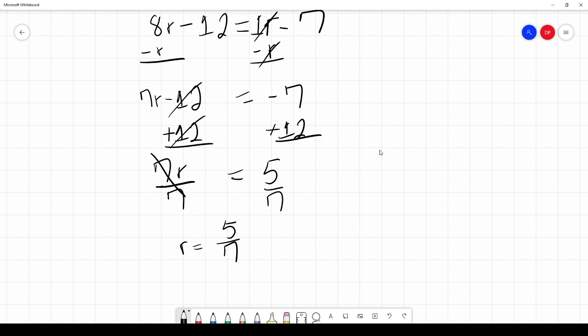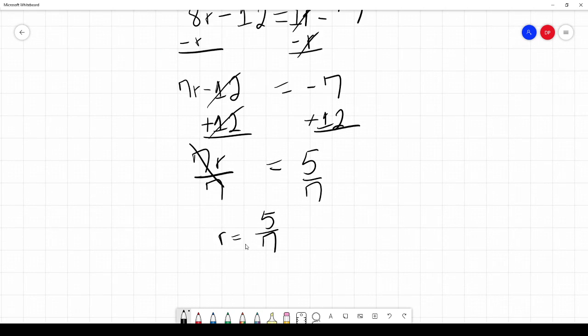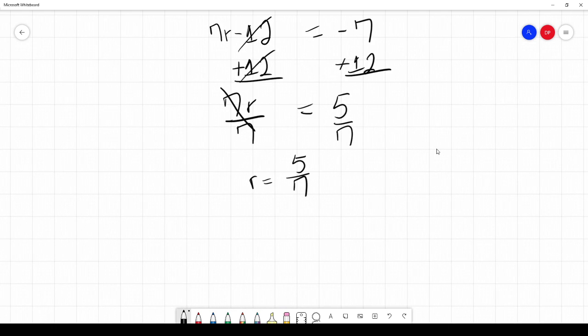Okay, and then always make sure you check. Make sure this is not going to be an extraneous solution. Make sure it's not going to create a 0 in the denominator. And this is not going to create a problem for us because it's not equal to 7. So our solution is 5/7.